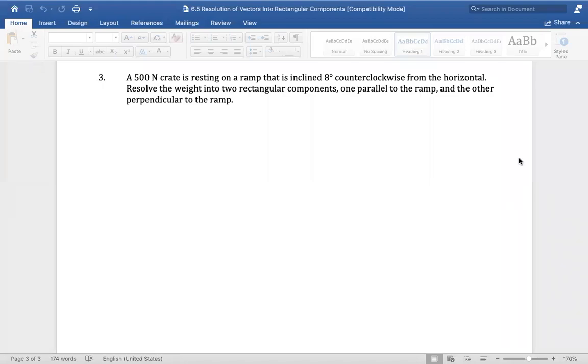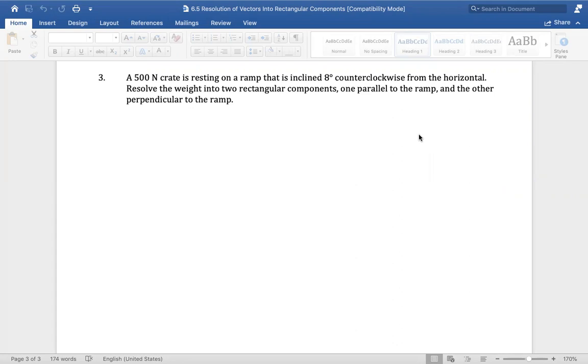For the last question of 6.5, the last question of chapter 6, actually, we have question number 3. A 500 Newton crate is resting on a ramp. The ramp is inclined 8 degrees counterclockwise from the horizontal. So we will draw that just to get a better visual in our heads.